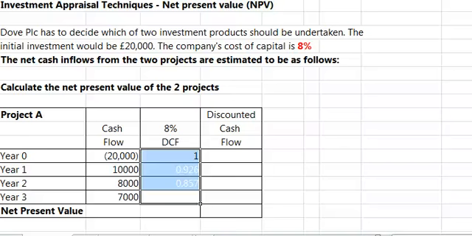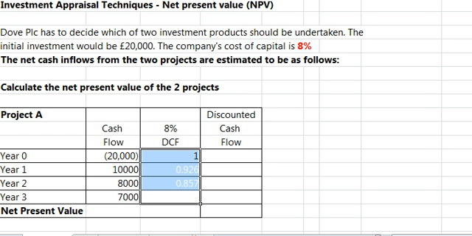Okay, I'm going to take you through two investment appraisal techniques. The first one is called net present value, or NPV, and the second one is called internal rate of return, or IRR. We use investment appraisal techniques to find out if it's worthwhile undertaking a particular project, that is spending a particular amount of money, and how much we're going to get back.